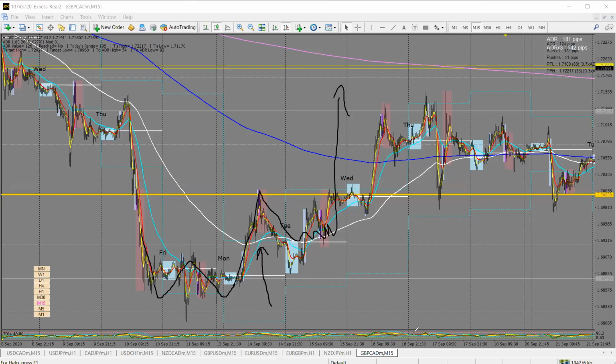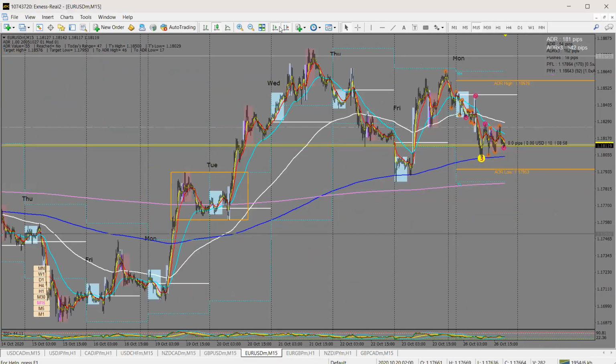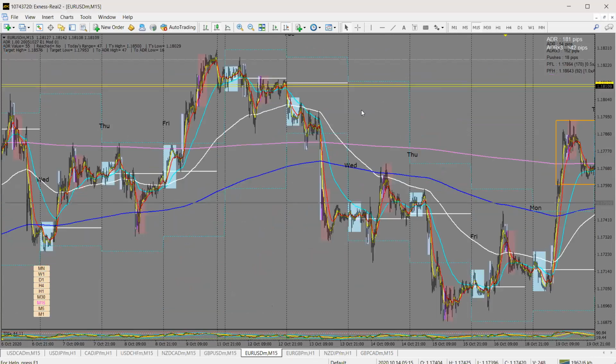Okay, let me look for another example. Let me change the pair. Some of the students love this type of trade very much. Like I said, I'm not dwelling much on this type of trade. I just want to explain what this type of trade means.